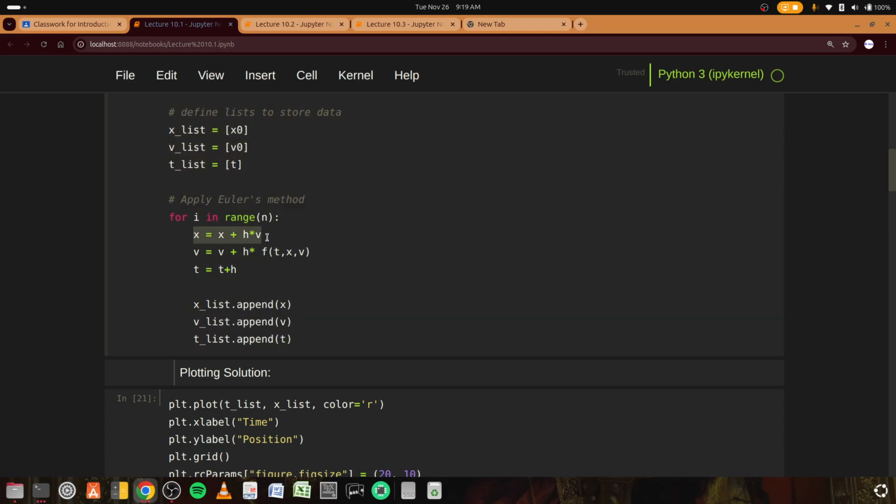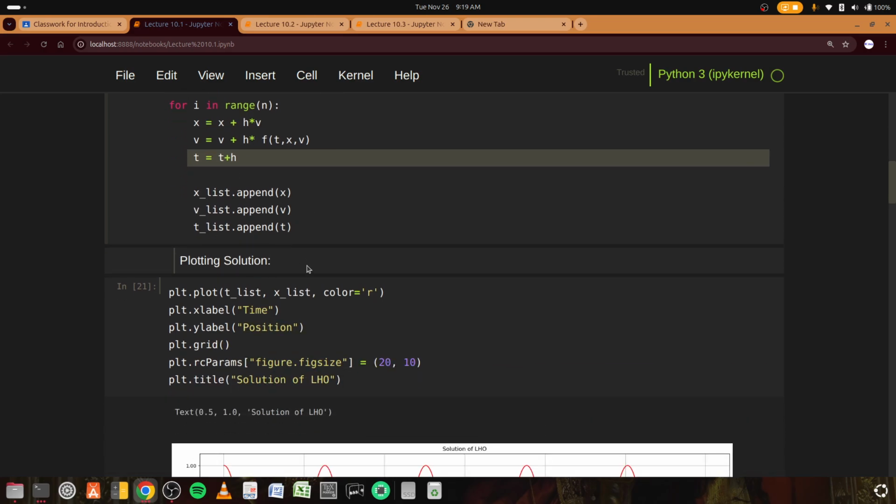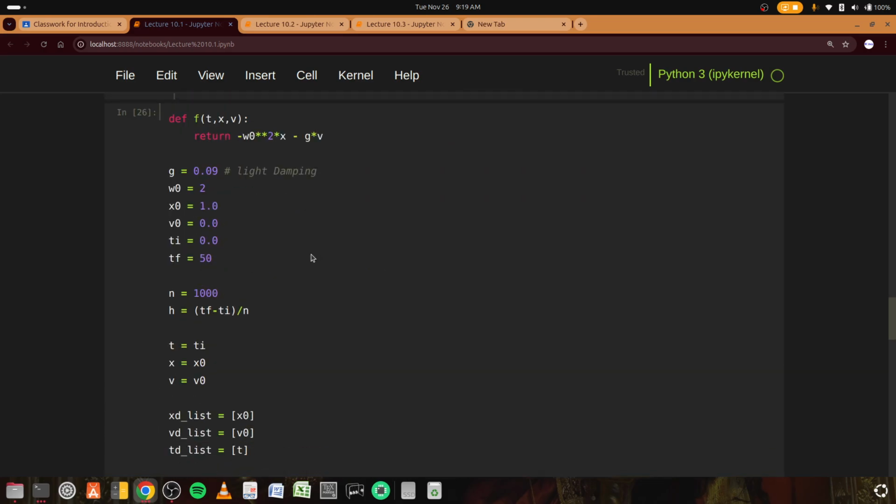x plus h into v, and v will be like this, right? So this h is the step size. As this is a second order type differential equation, you have to convert it into two first order differential equations. For the x it will be like this, and for the v it will be like this, right? And update the time values and append it to the list, then you will get your solution.